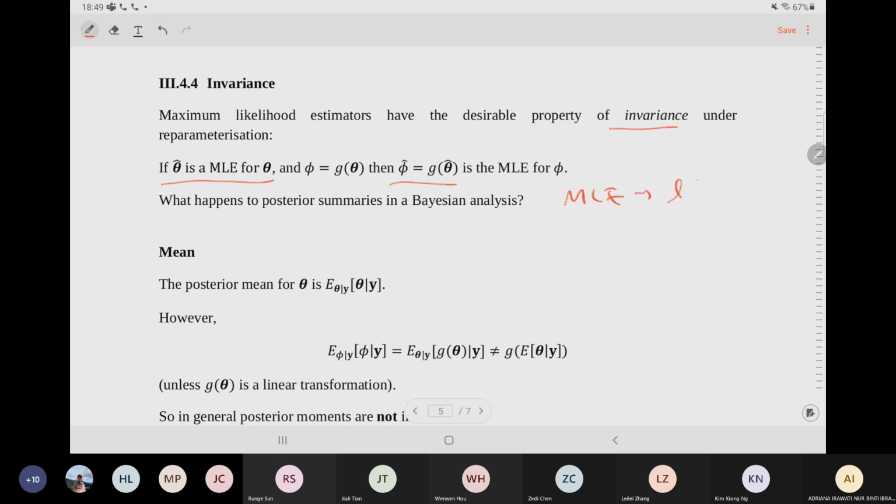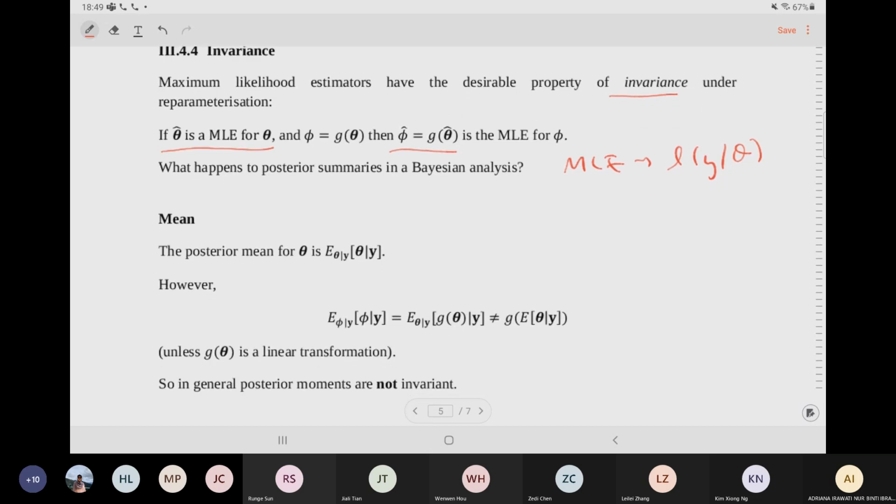It's based on your likelihood y given theta. So as I said before, your likelihood is invariant under transformation. So that's why your MLE is also invariant under transformation. Okay, so one good thing about the MLE, right?